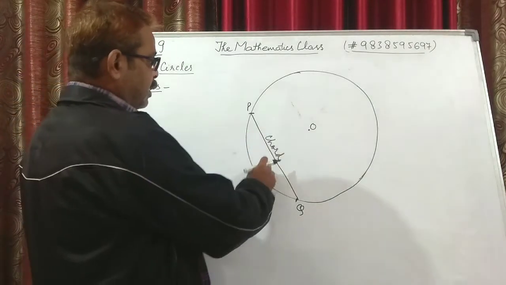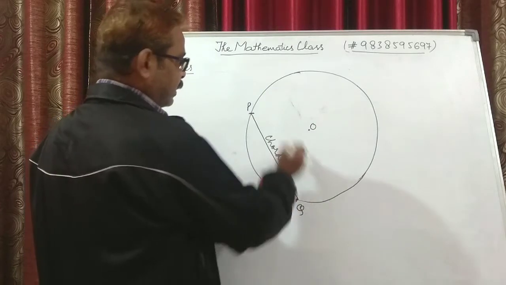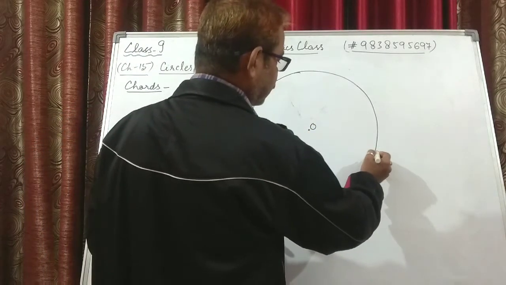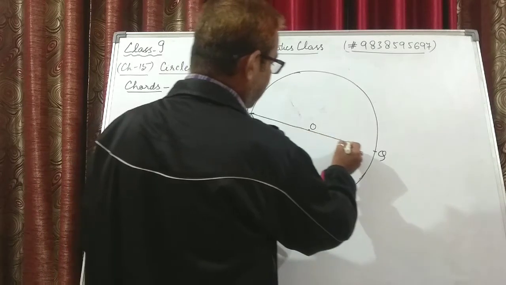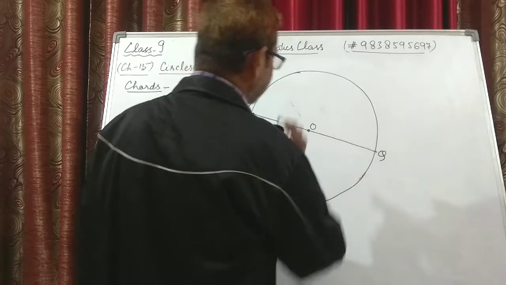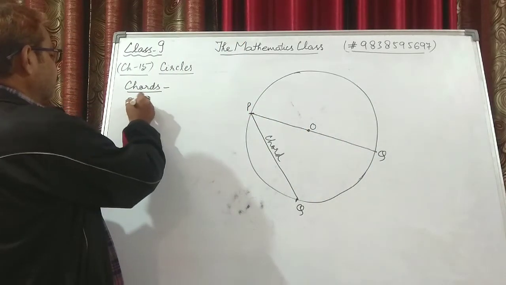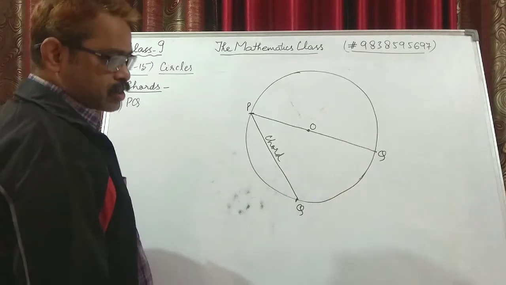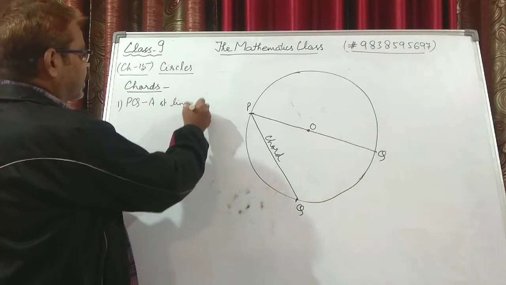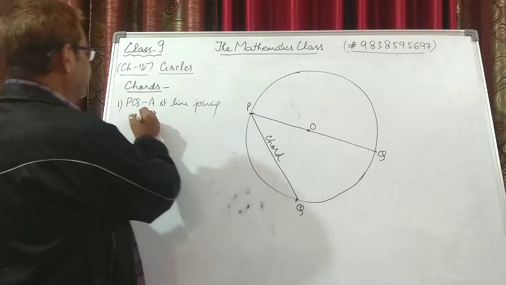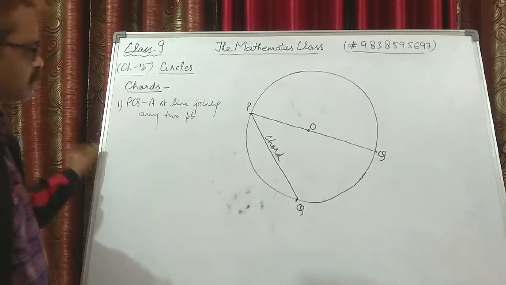Now suppose this point Q, instead of lying here, lies at this point. Now this line PQ passes through the center, though PQ is a chord. First of all, we know what is chord. In this first case, PQ is a chord. What is a chord? A straight line joining any 2 points on the circle. So this is a chord.